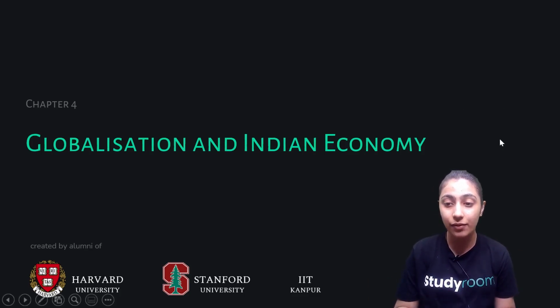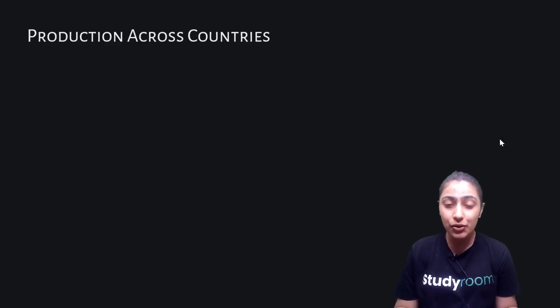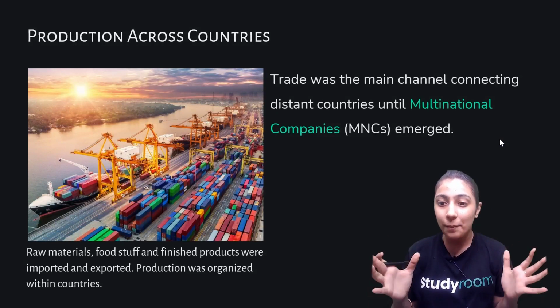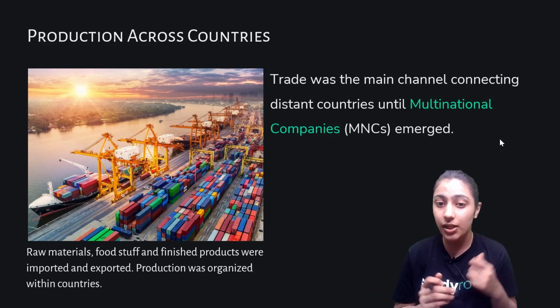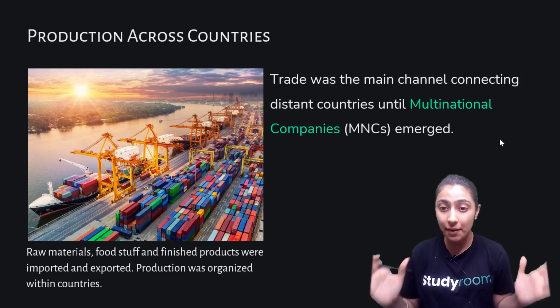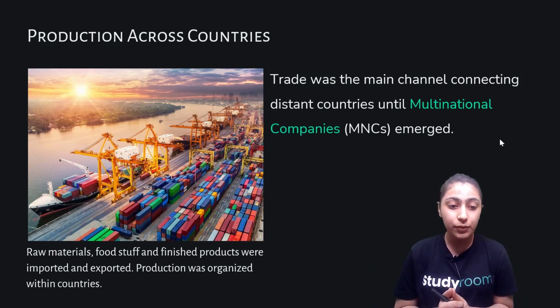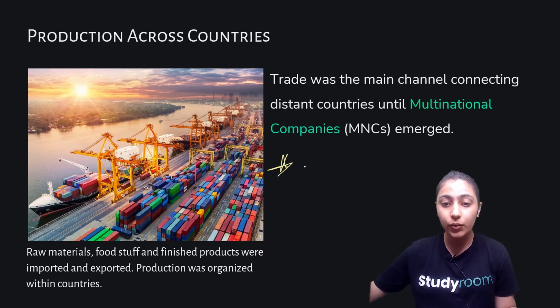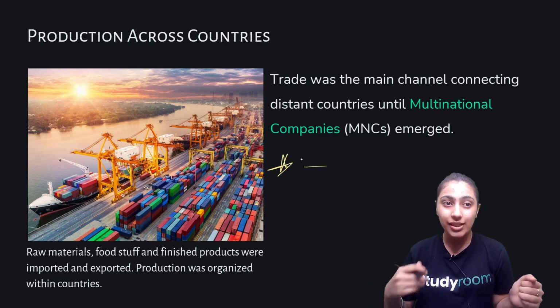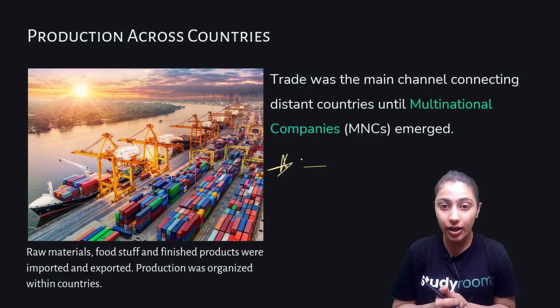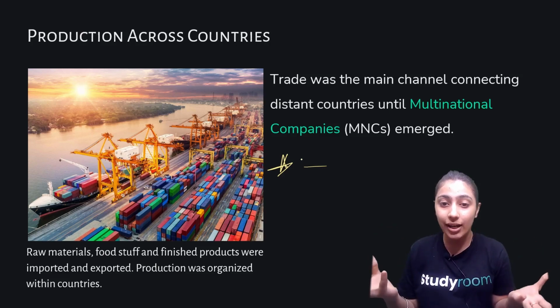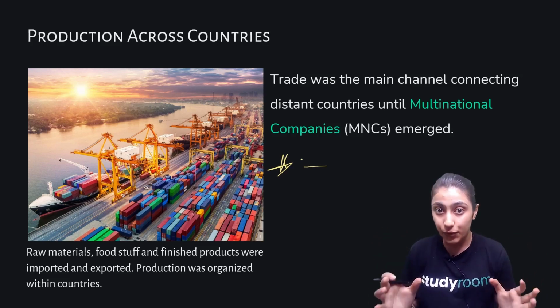So the first thing that we have in this chapter is production across countries. Trade was the main channel connecting distant countries until multinational companies, also known as MNCs, emerged. Raw material, foodstuff, finished products were imported and exported. Production was organized within countries. The main point to note is that trading, which means importing and exporting goods and products, was the main channel connecting two countries until MNCs emerged.